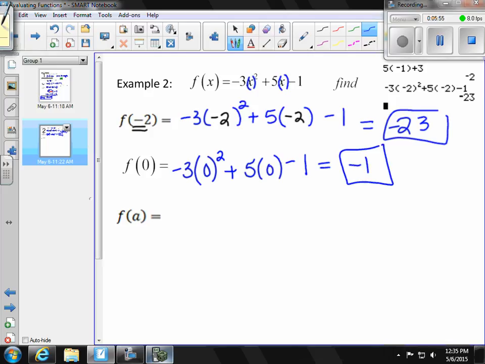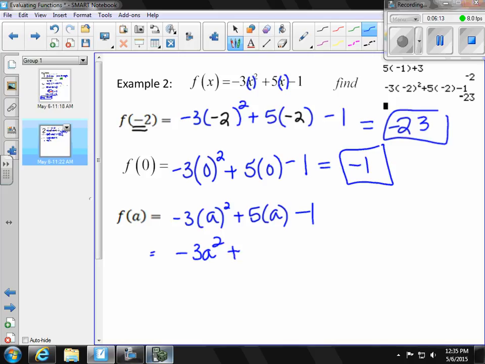And for f of a, same thing that I did in the last problems, but negative 3 parentheses a squared plus 5 parentheses a minus 1. If I get rid of my parentheses, negative 3, a squared is a squared without parentheses, plus 5 times a is 5a minus 1. And there's my final answer on that one. And that's how you evaluate a function for a given value.